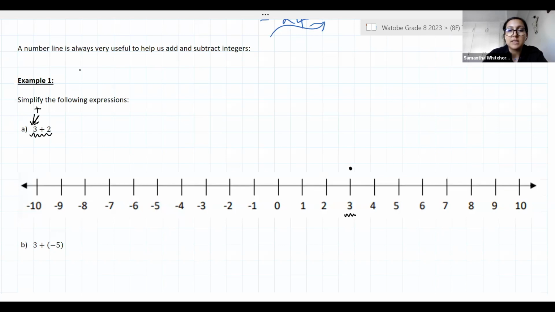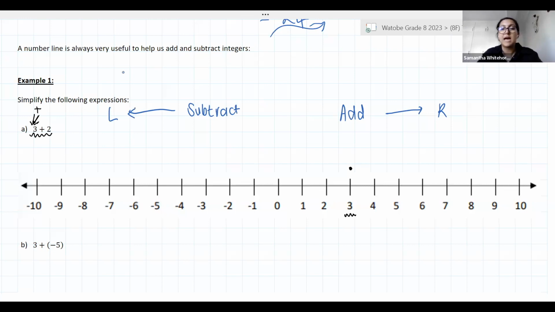And from here, we want to add 2. Now, whenever we add values, we are going to move to the right of my number line. Whenever I subtract or minus values, I'm going to move down to the left of my number line, because adding gets me closer and closer towards that very big number of positive infinity, and subtracting takes me closer and closer to that very big negative number of negative infinity.